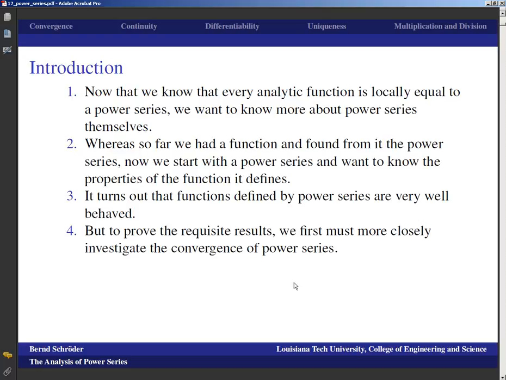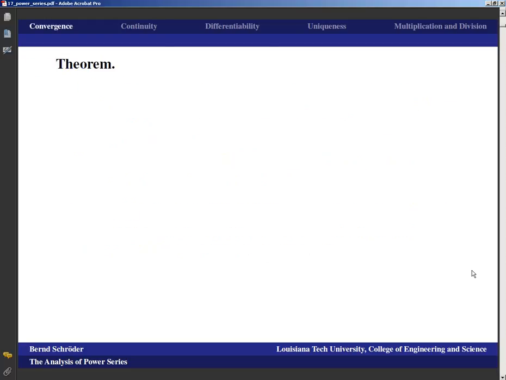But to prove the requisite results, we first need to take a closer look at the convergence of power series. So we have to delve a little bit deeper into the theory. We'll have to deal with epsilon and delta and all that stuff that we have seen every so often come up. And even though if we're coming straight from calculus this is something that we're not used to, this is really the heart of analysis. So we might as well get a couple more examples of proofs that use epsilon and delta.